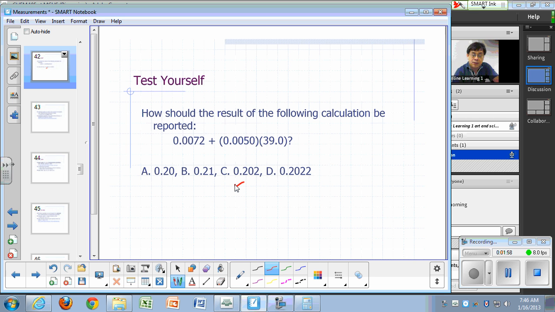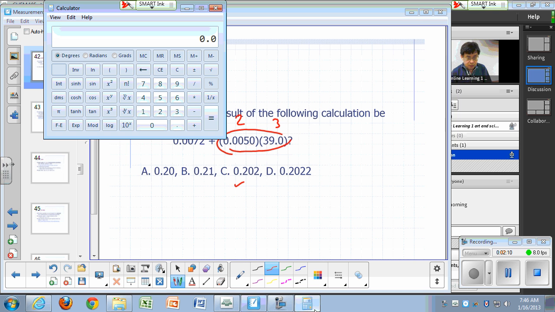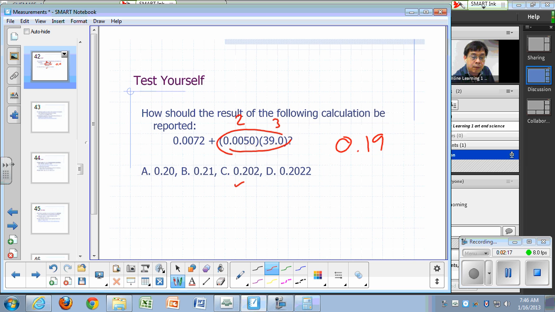Okay, so the popular answer is C. All right, let's see. Let's do the multiplication first. This is 2 sig figs. That's 3 sig figs for 39.0. 0.0050 times 39 is 0.195. And so this should only have 2 sig figs. But we keep that extra 5 just so we avoid building up round-off errors. And then you add that to 0.0072.